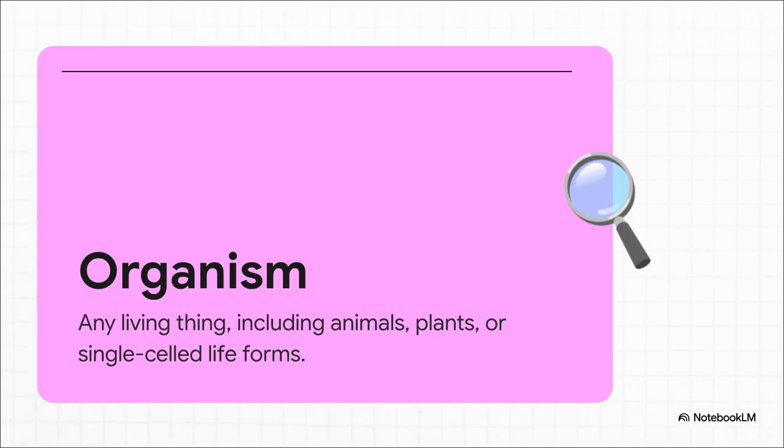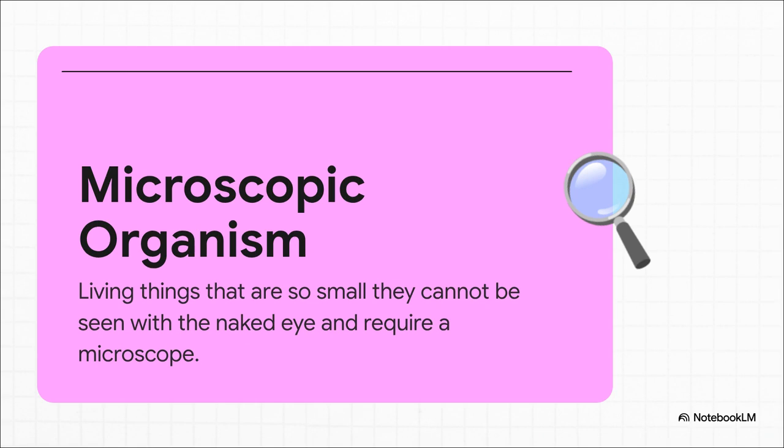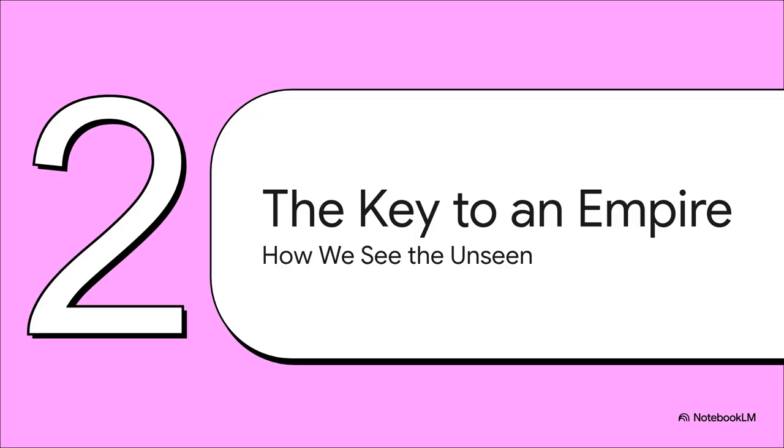Easy enough, right? Okay, so the invisible world we're talking about, it's jam-packed with microscopic organisms. That word, microscopic, kind of gives it away, doesn't it? Micro means super, super small. So these are organisms, living things, that are just way too tiny for us to see with just our eyes. All right, so you're probably thinking, wait a minute. If we can't see them, how in the world do we know they even exist?